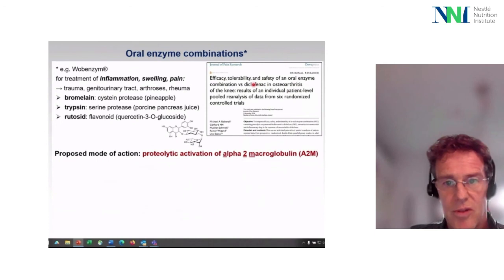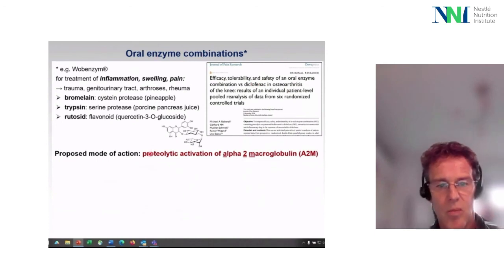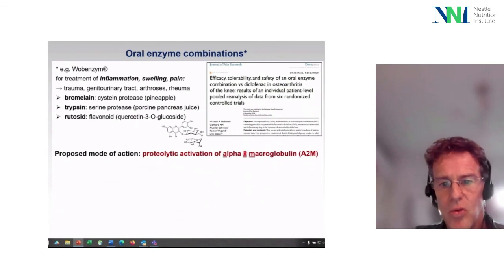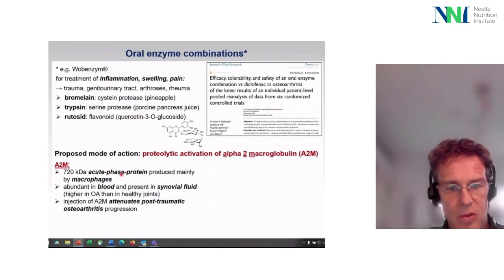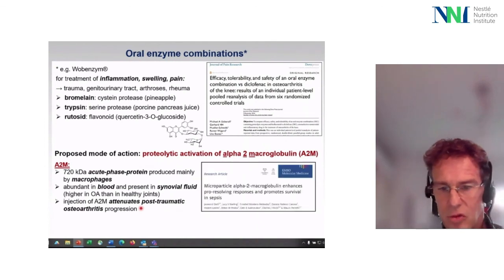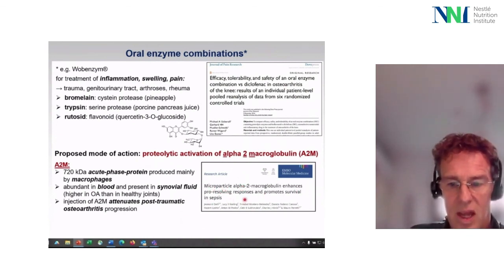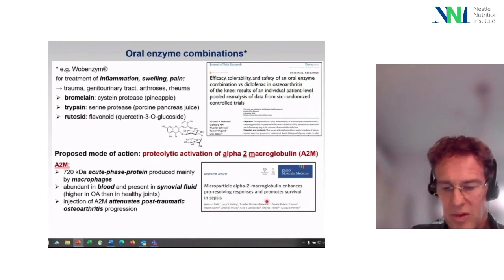And the mode of action of this combination is to proteolytically activate alpha-2 macroglobulin. So what is this protein? This is an acute phase protein produced mainly by macrophages. It is abundant in blood and also present in synovial fluid, and it's higher in osteoarthritis than in healthy joints. And it was shown that injection of this protein attenuates post-traumatic osteoarthritis progression, and recently it was shown when put into microparticles, it also enhances pro-resolving responses and promotes the survival in sepsis. And along these lines, there was also an increase of SPMs observed.